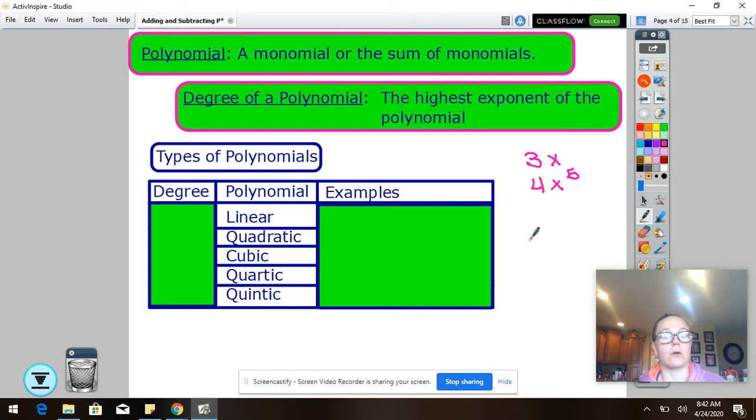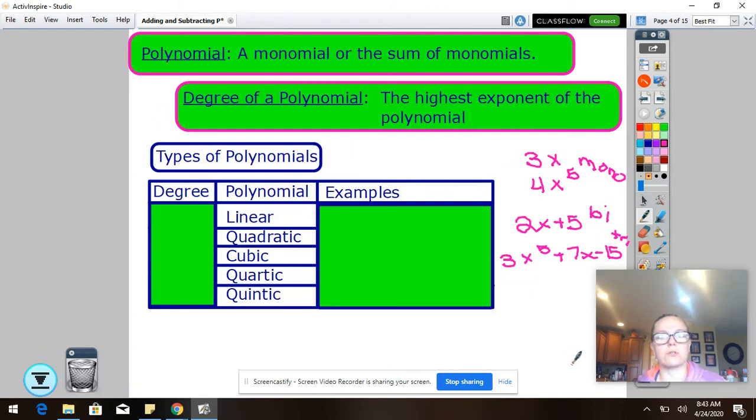A binomial, we know the prefix is bi, which means 2. So that would be like 2x plus 5. That would be your binomial. Now we know tri means 3. So that would be like 3x to the fifth plus 7x minus 15. That would be your trinomial because there are 3 terms in it. Now, all of these can just be referred to as a polynomial. And especially when we get to bigger ones, we just call them polynomials.